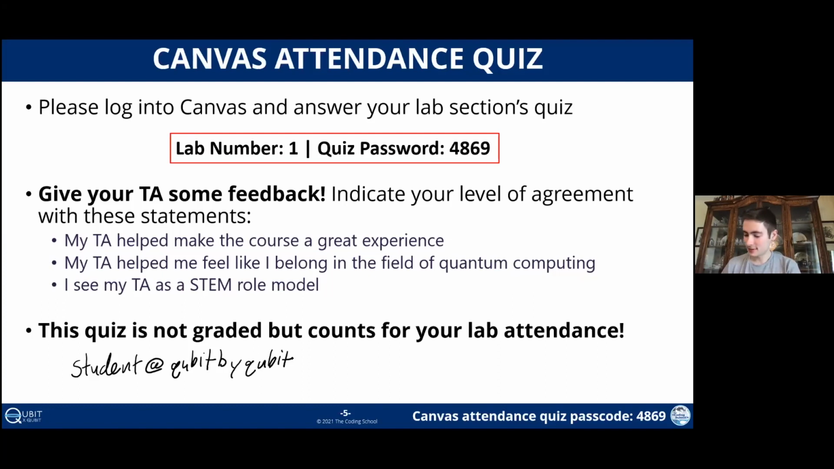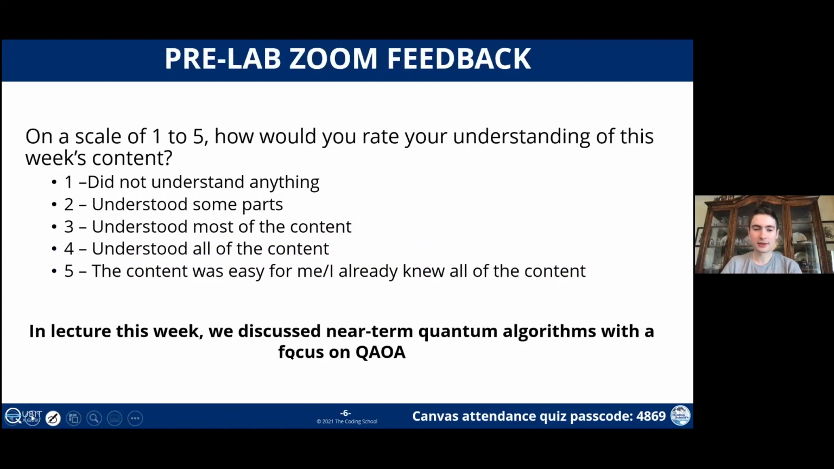Okay, awesome. So the last piece before we get into the lab itself is to do our pre-lab Zoom poll, which in fact, I think is our only Zoom poll today, because we'll be having a more interactive session. Lecture this week talked about near-term quantum algorithms and specifically talked about something called QAOA, the quantum approximate optimization algorithm, which for obvious reasons, we always just call QAOA.